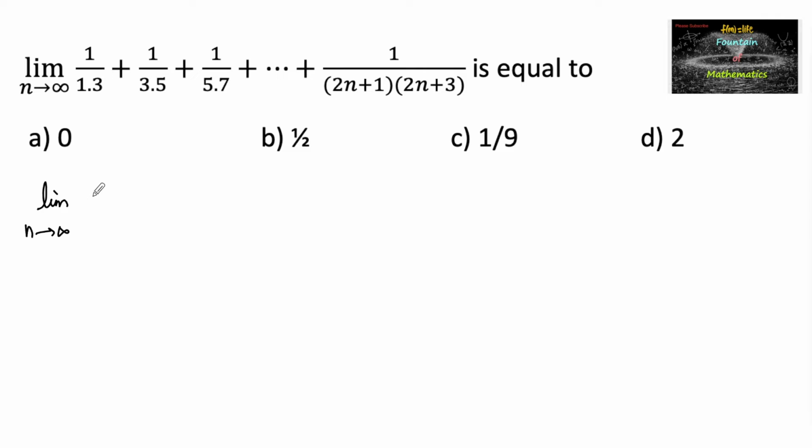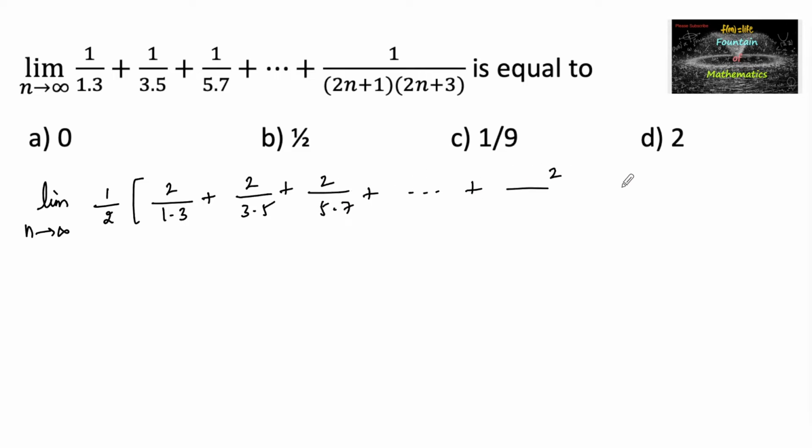So let us multiply and divide with 2. So I can take 1 upon 2 times of 2 divided by 1 into 3 plus 2 divided by 3 into 5 plus 2 divided by 5 into 7 plus and so on, 2 upon (2n plus 1) into (2n plus 3).